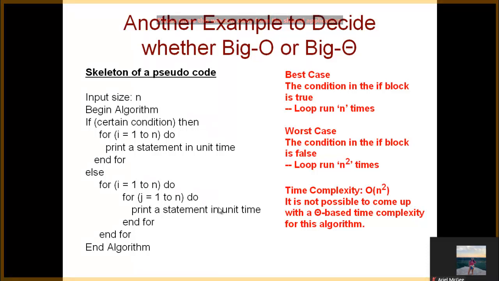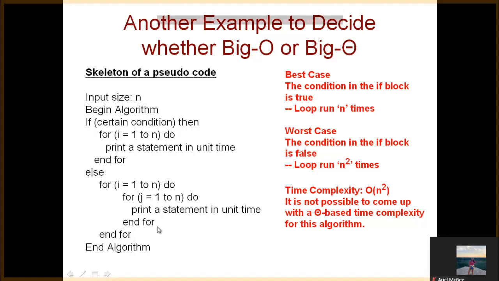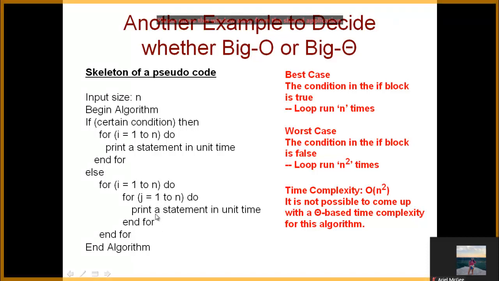So if i is equal to 1, you are going to print the statement n times. If i equals 2, you are again going to print it n times. If i equals 3, again n times. So i can go from 1 to n, and for each value of i, you are going to print n times. So basically you will be printing n squared times within this else block.